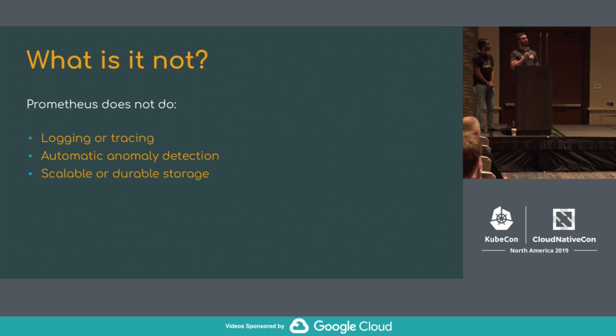Finally, the Prometheus server stores all of its data to a local disk. It does not necessarily provide scalable or durable long-term storage. So if you want to store time series, for example, for multiple years, that could get kind of problematic, but there are workarounds for this as well.